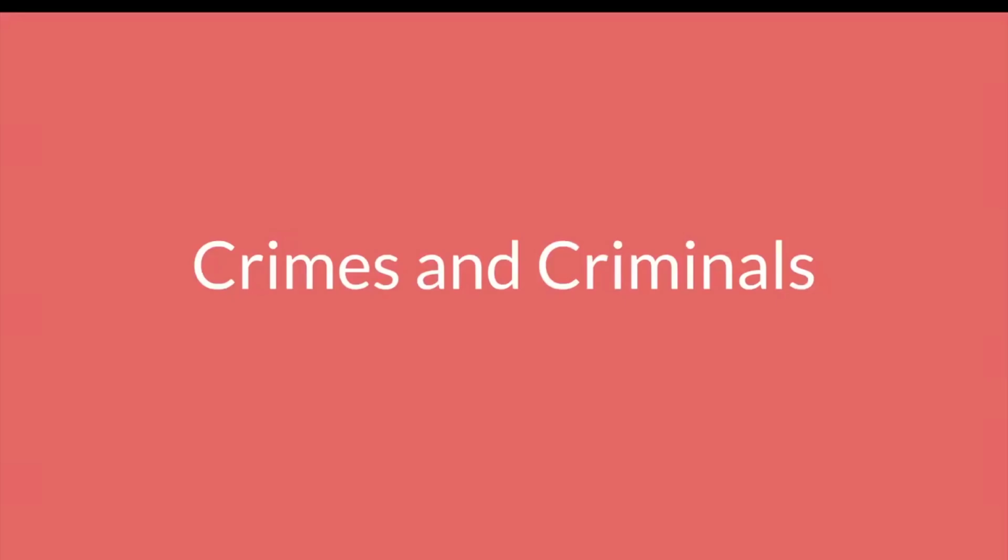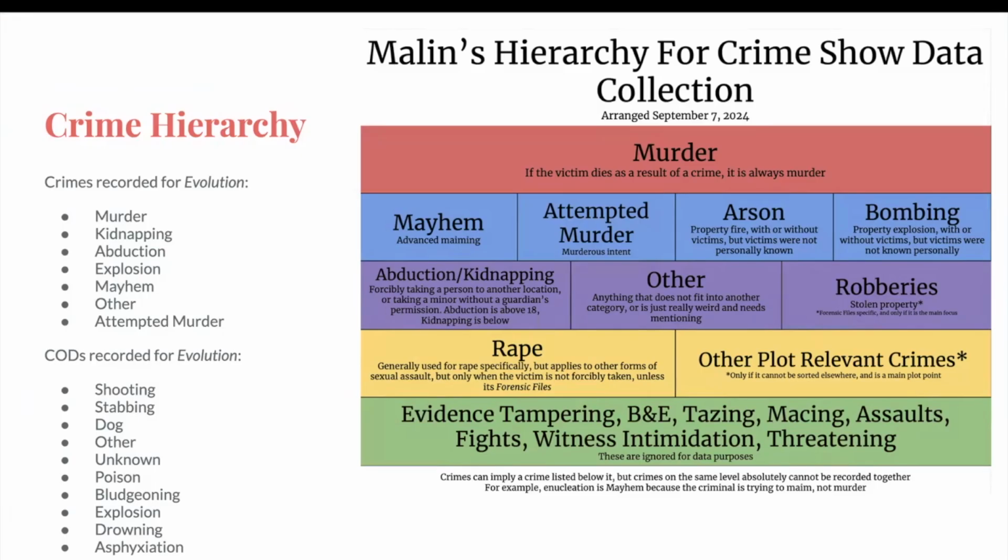All right, time to talk about the crimes and the criminals. For the shows I record data for, I've kind of stuck to this hierarchy, where if a victim dies as a result of a crime, it is always murder, and a crime in the hierarchy can imply crimes below it, so a murder can imply an abduction. Additionally, crimes on the same level can't be recorded together, so I'm not going to record mayhem and attempted murder.